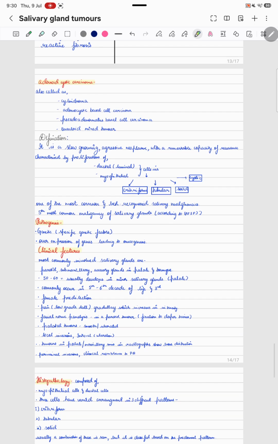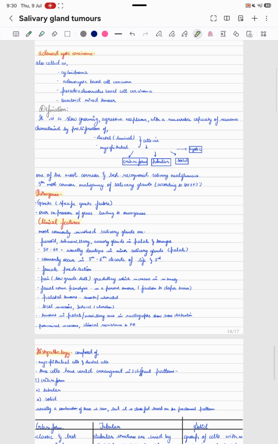Okay, then definition, it is a slow growing, aggressive is the main keyword which you do not have to forget while writing adenoid cystic carcinoma. So it is a slow growing aggressive neoplasm with a remarkable capacity of recurrence. So it has high recurrence. Okay, this reminds me of a cyst. Can you tell me in the comments which cyst is very aggressive and recurrent? So it is recurrence, high recurrence and highly aggressive.